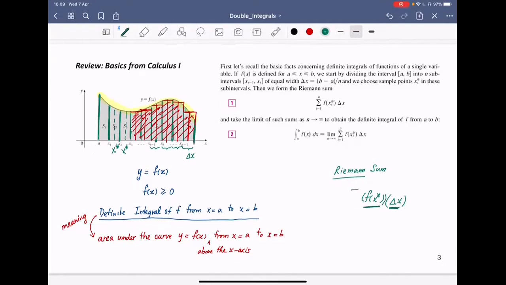And then after that, I put a summation. So I sum it all for every box, so it's going to be x subscript i from 1 to n. And this is called the Riemann sum.